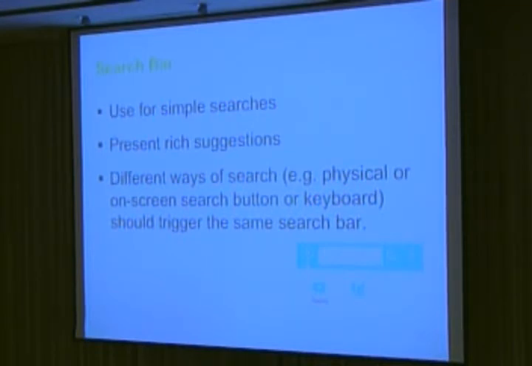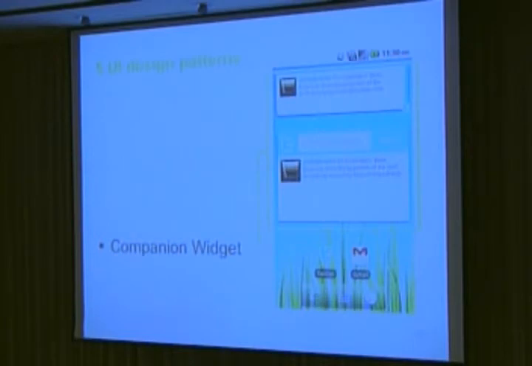And also in Android, you have many ways to do search. Maybe from a physical button on your phone, or the on-screen search button in the action bar, or just start typing on the keyboard. But all of these different ways should trigger the same search bar.